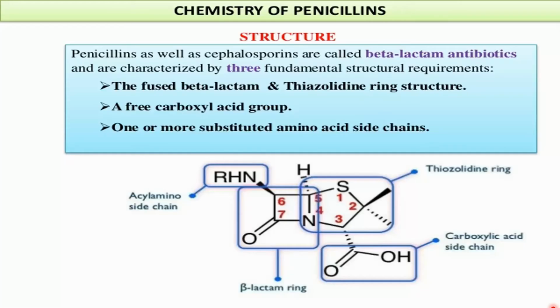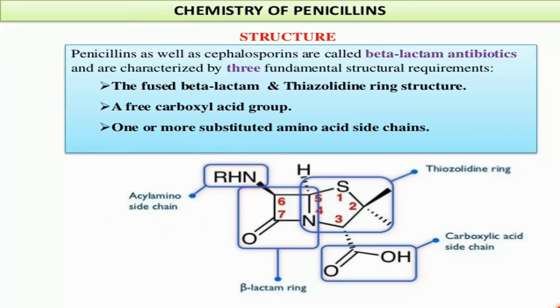Next is the chemistry of penicillin. Here you can see on the screen the chemical structure of penicillin. As we already discussed, penicillin has three fundamental structural requirements. First is the fused beta-lactam and thiazolidine ring. Here you can see this is the beta-lactam ring and this is the thiazolidine ring. Next is the free carboxylic acid group. Here you can see the OH group on the third position, following the chemical abstract system for nomenclature. And the third and most important part is the acylamino side chain, here NHR.